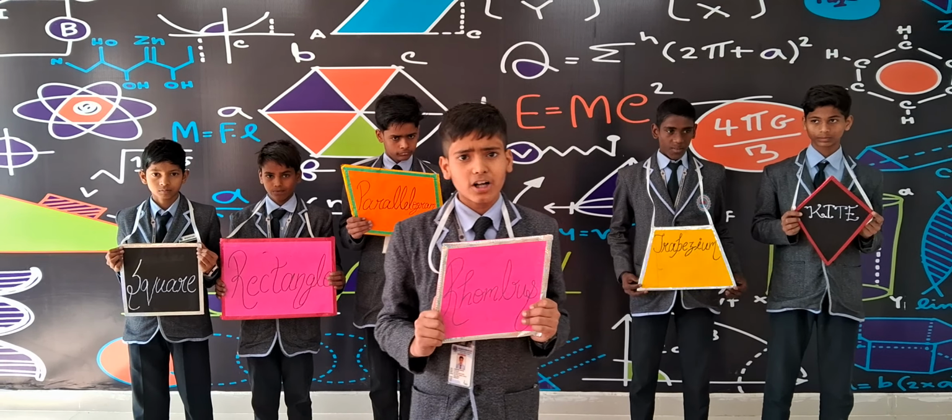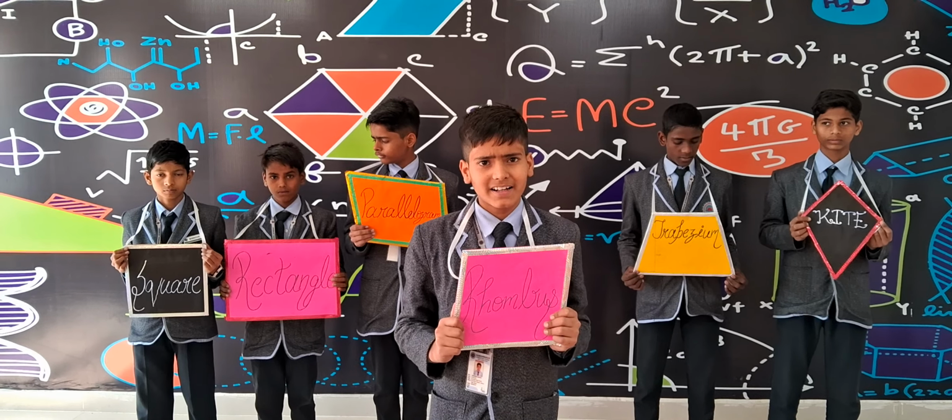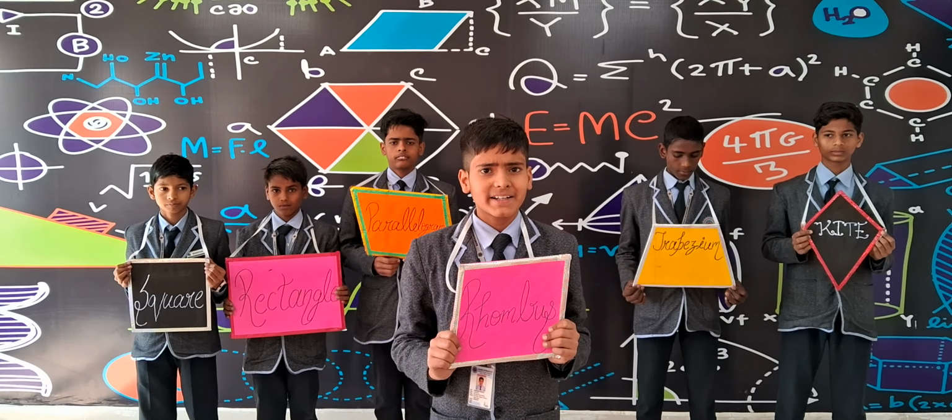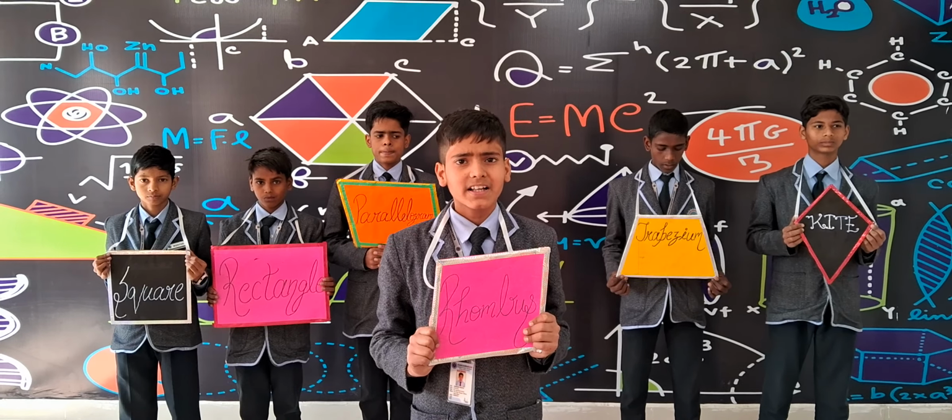I am rhombus. My all sides are equal and opposite sides are parallel. Adjacent angles are supplementary. My area is half into diagonal 1 into diagonal 2.